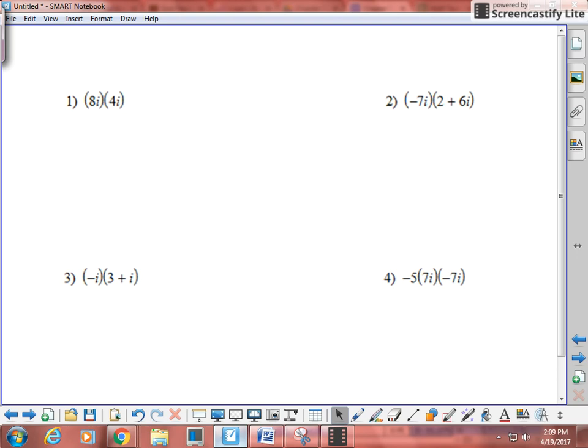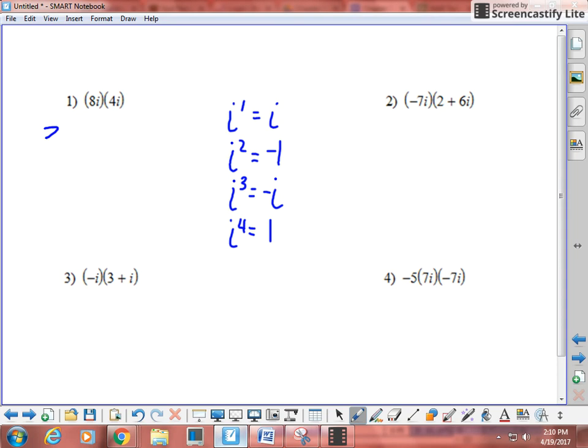Multiplying radicals is slightly more difficult than adding and subtracting because you have to remember what they all mean. So remember that i to the first is i, i squared is equal to negative 1, i to the third is negative i, and i to the fourth is 1. That's going to become helpful when we're multiplying because you're going to have to reduce things a little bit and simplify them.